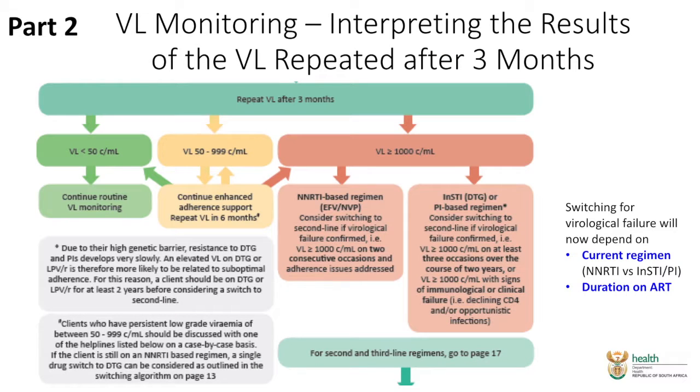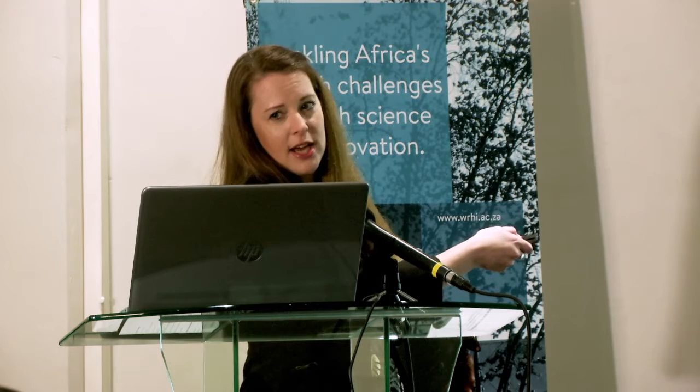Now, that repeat viral load, if it is less than 50, we'll continue routine viral load monitoring. If it is between 50 and 999, we will continue enhanced adherence support and repeat the viral load in 6 months. Okay, this is where that was coming in. And then again, if that repeat is less than 50, we go there. If it's over 1,000, we go there. And if it's again 50 to 999, we go back here and we'll do enhanced adherence again.